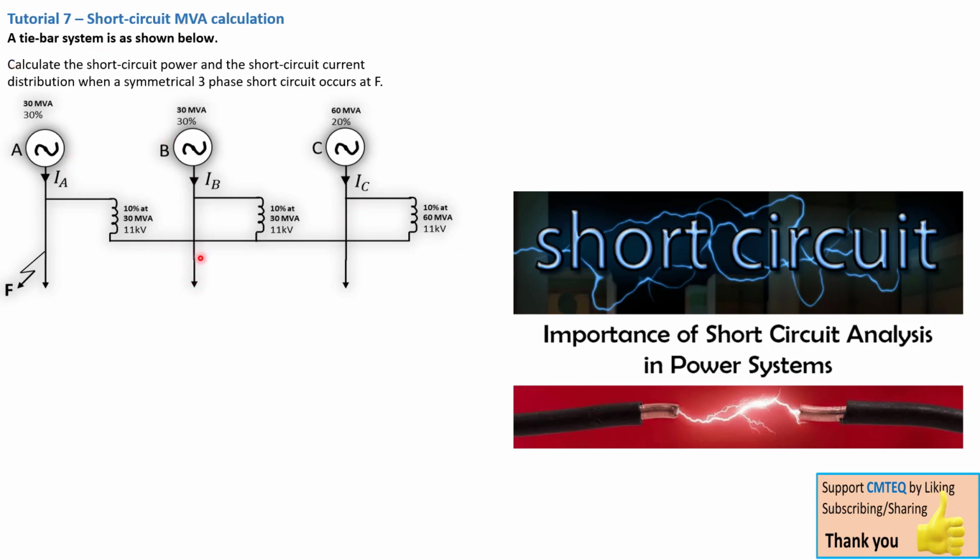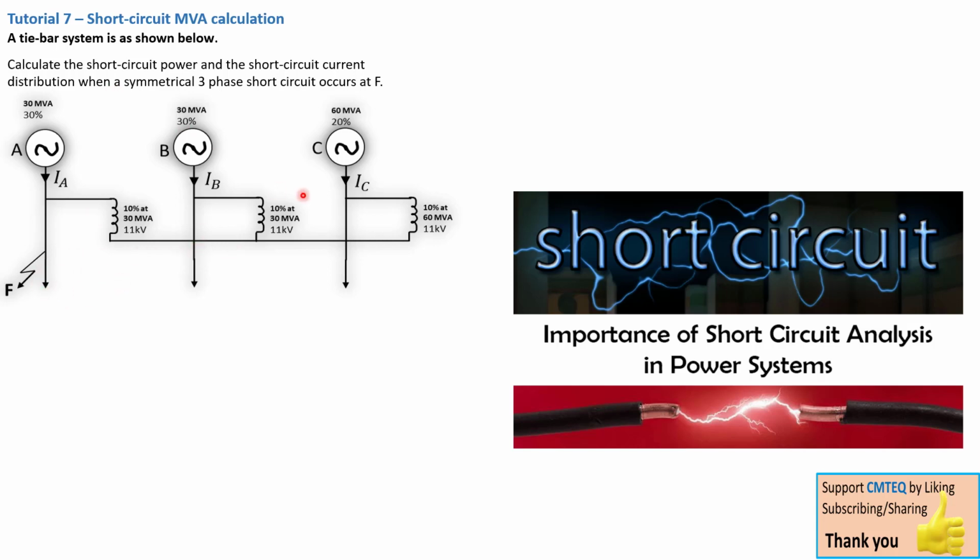This is yet another power system tutorial on short circuit analysis. Now I'm not going into this tutorial as yet, but I'm posting it in advance so that you guys have an opportunity to attempt to solve it and see what's coming up. If you are able to attempt it, that gives you an opportunity to test your power system short circuit analysis skills and arrive at the correct answer.